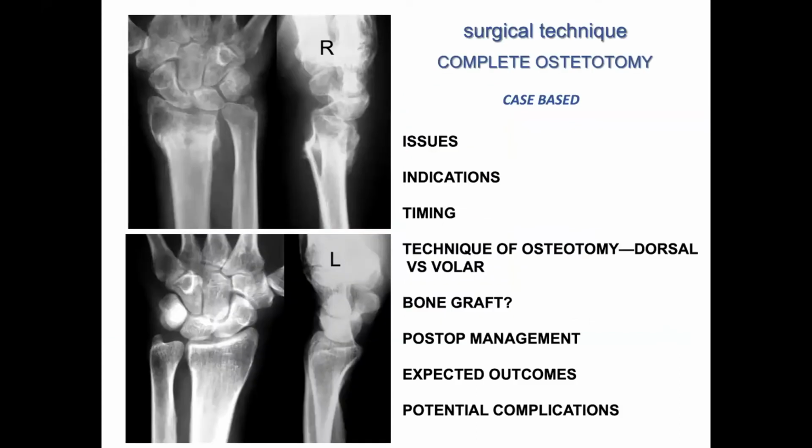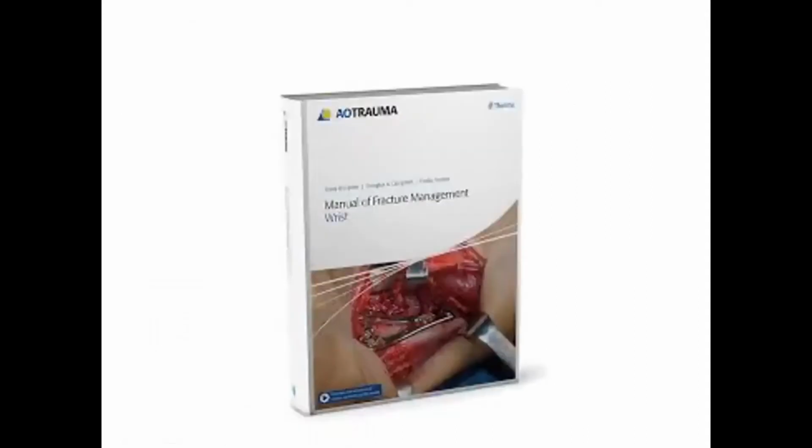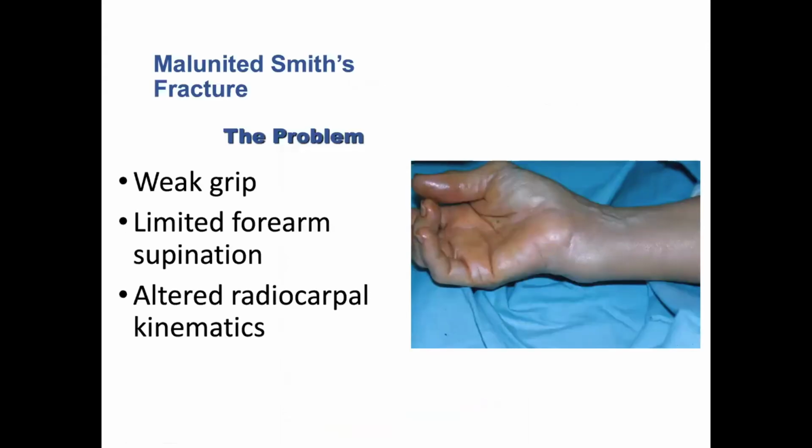This was case-based. We illustrated with a good number of cases and tried to cover many of the contemporary issues that exist in decision-making, in evaluation, preoperative planning, the techniques, dorsal volar approaches, the use of bone graft, what type of bone graft, bone substitute, and postoperative management, and particularly expected outcomes, and when things don't go well or it's a non-salvable situation. Most cases came out of this AO trauma, a manual of wrist surgery.